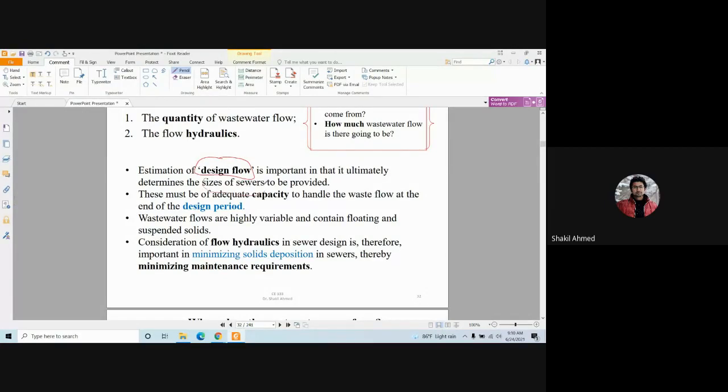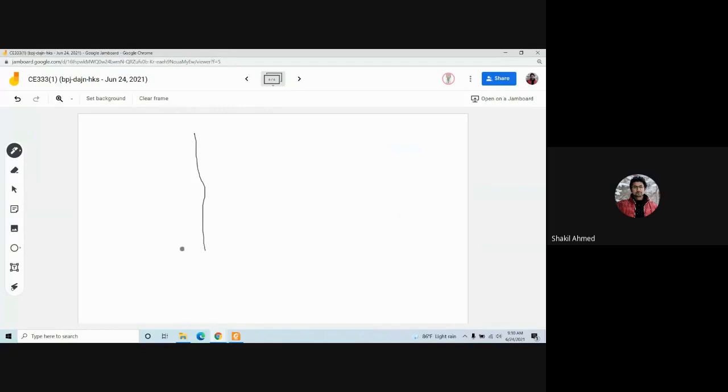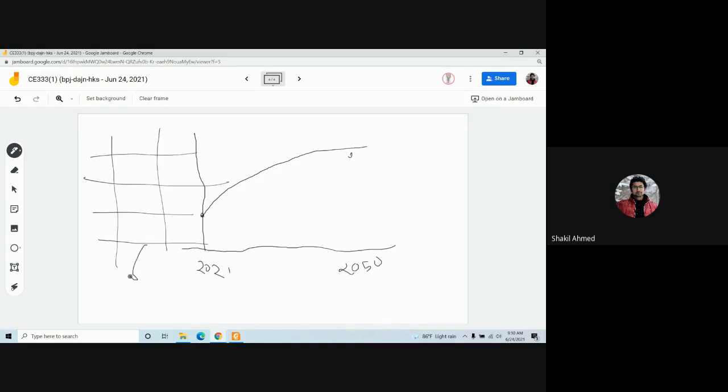That actually determines the size of the sewer, that means the diameter of the sewer. These must be of adequate capacity to handle the waste flow at the end of the design period. You also have to remember that the human population is dynamic. Today, in 2021, the population is here. In 2050, the population may be there. And the sewer systems are constructed for a long design life because they are expensive. You don't install a sewer network on a daily basis. The design period, how long? Maybe 30 years, 50 years, let's say 30 years.